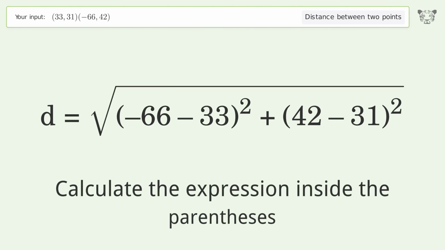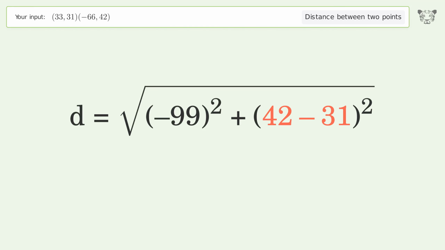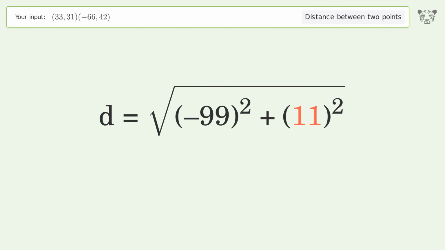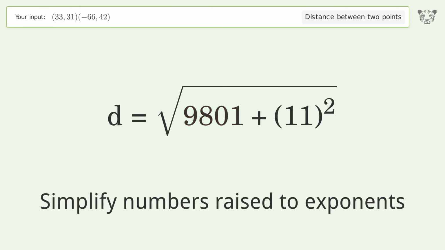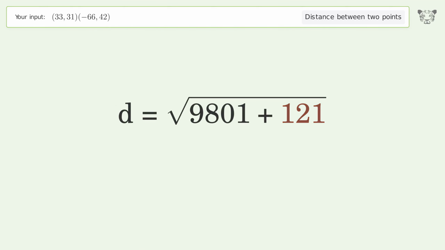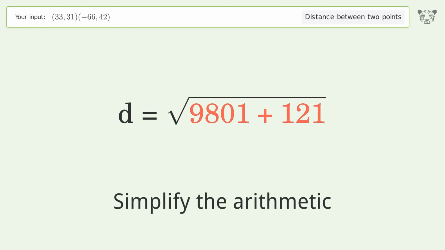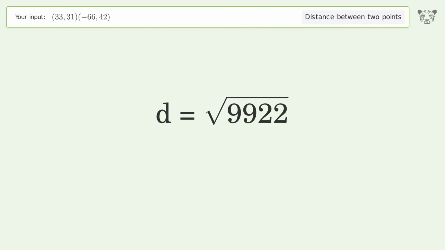Calculate the expression inside the parentheses. Simplify numbers raised to exponents. Simplify the arithmetic. And so the distance between the 2 points is the square root of 9,922, or 99.609.